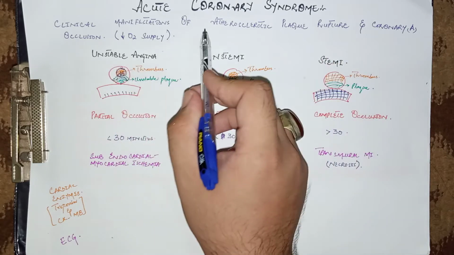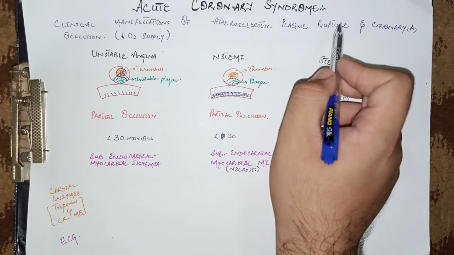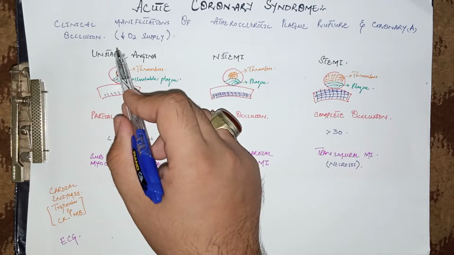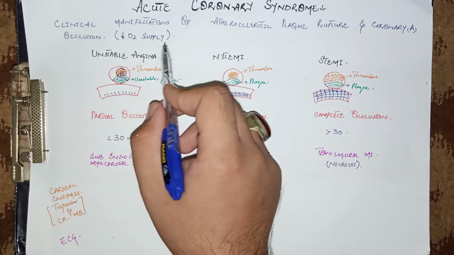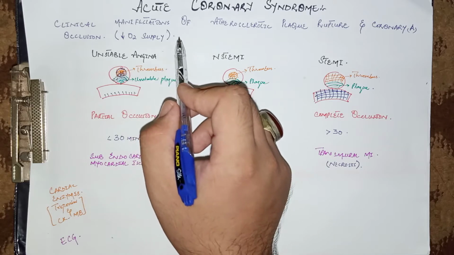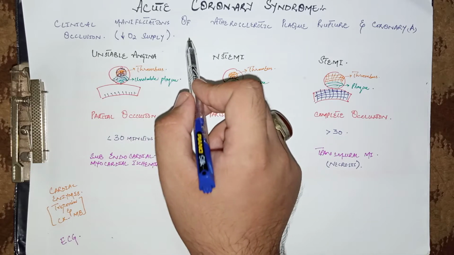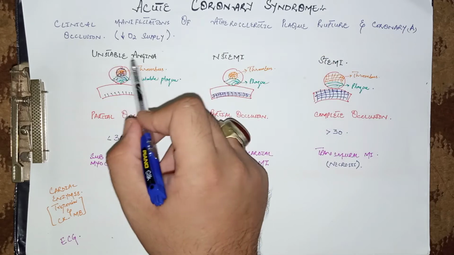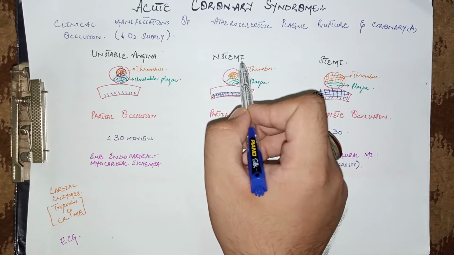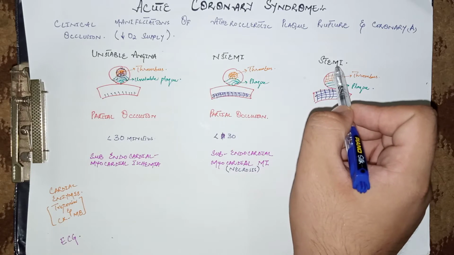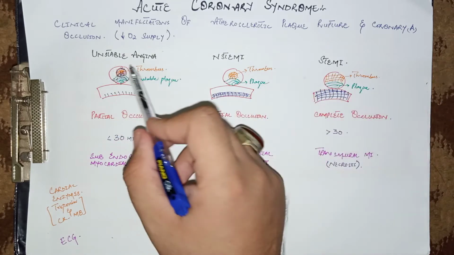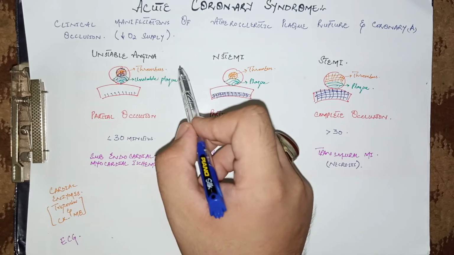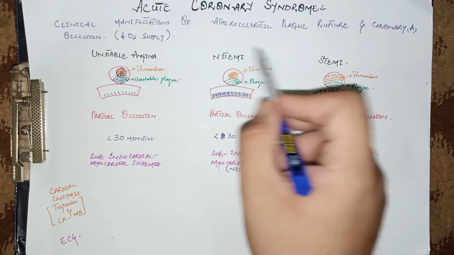Today we are going to talk about a very important topic, that is acute coronary syndrome. These are the clinical manifestations of atherosclerotic plaque rupture and coronary artery occlusion. Both of these cause decreased oxygen supply to the myocardium, which causes either reversible or irreversible injury to the myocardium. This acute coronary syndrome comprises unstable angina, non-ST elevation MI, and ST elevation myocardial infarction. All these components are part of ACS because their initial presentation and early management are almost similar.